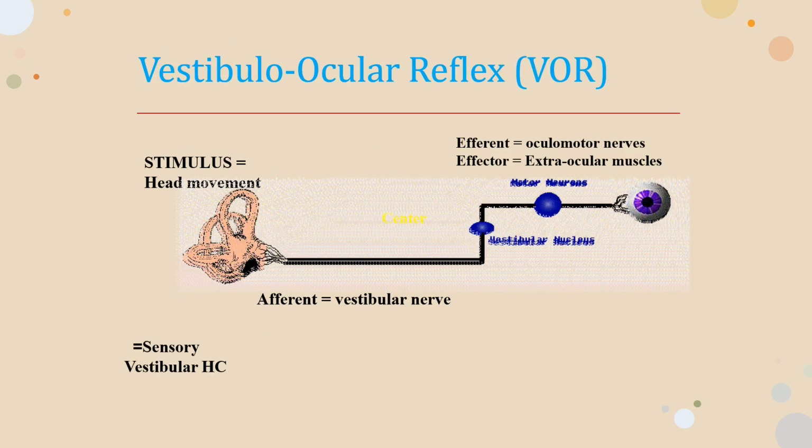Suppose this is an example of the vestibulo-ocular reflex. The stimulus is head movement, the afferent is the vestibular nerve. Here is the vestibular nucleus and the motor neurons, and finally the oculomotor nerve is the efferent. Extraocular muscles are the effector organs. So this is the vestibulo-ocular reflex. Similarly, for the vestibulospinal reflex, the reflex arc will be present.